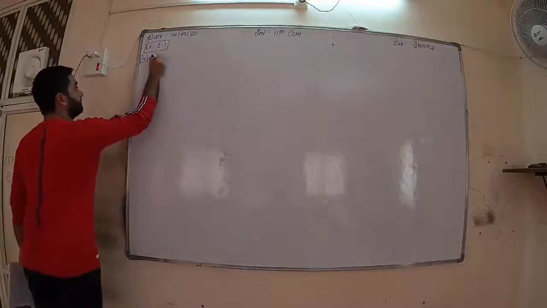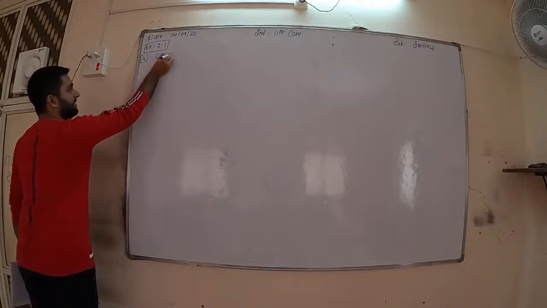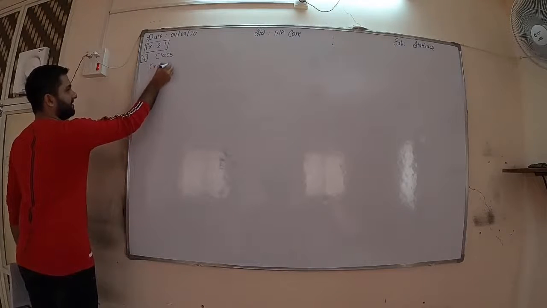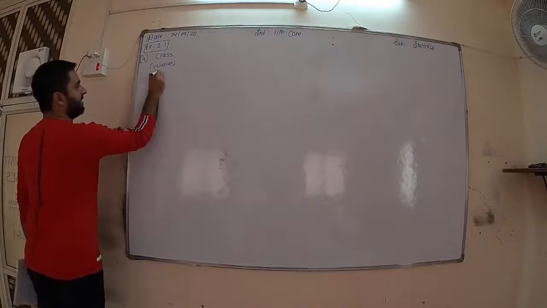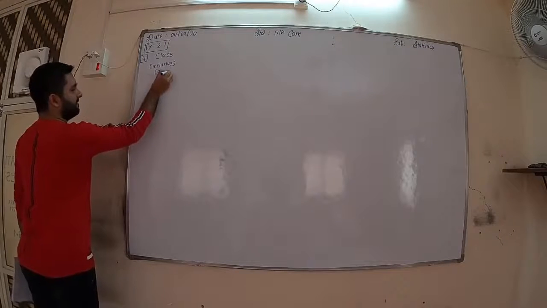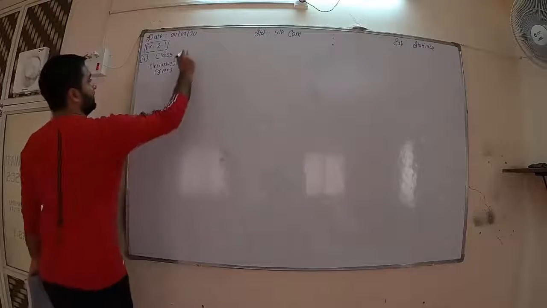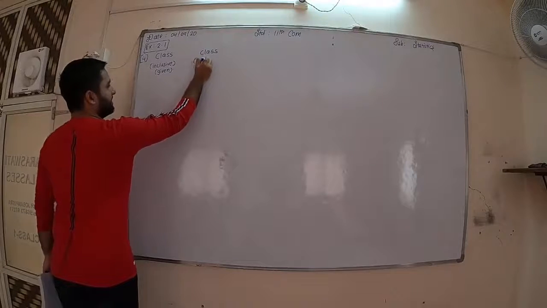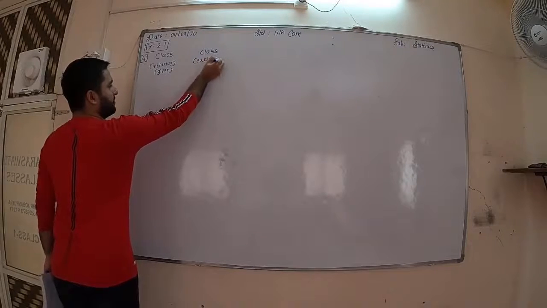So see how we will make the columns. The first column is class and that is inclusive, and in bracket we will also write given, because this is given in the question. Then the next column, again class, and these classes are exclusive.